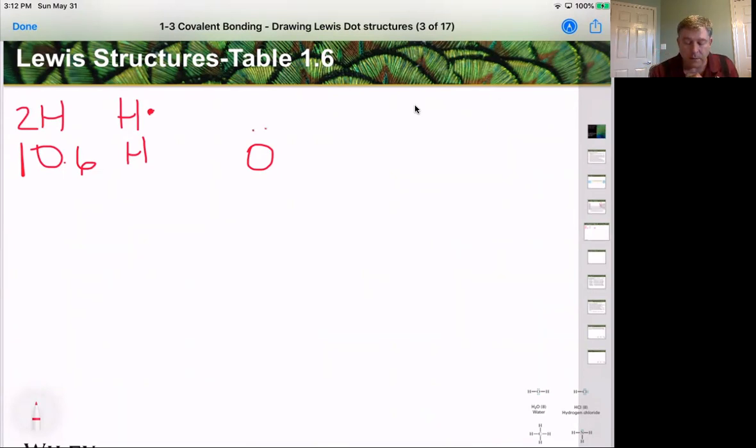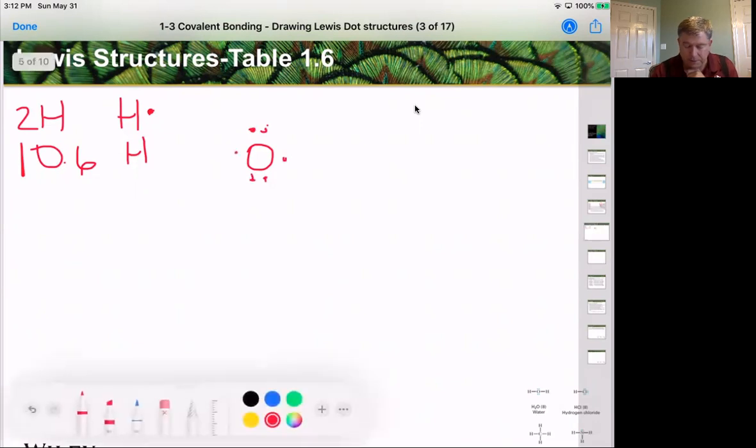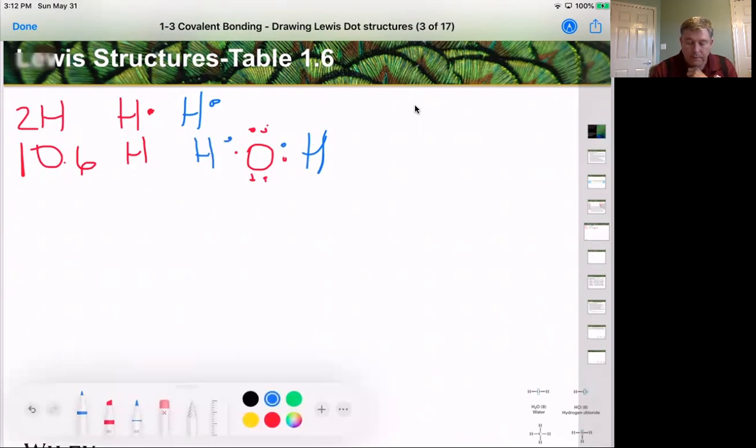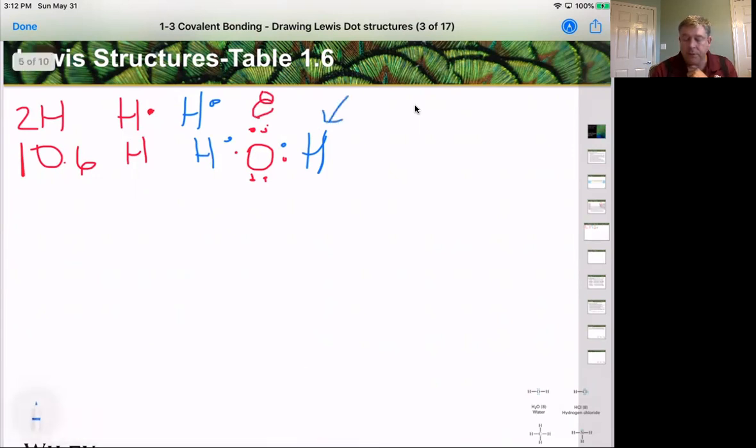We're going to start with our 6 electrons for our oxygen here. Now I'm going to change colors. I'm going to turn the hydrogens into blue so we can follow those electrons. If we have an electron donated by this hydrogen and an electron donated by this hydrogen, we now have a total of 8 electrons around oxygen, and hydrogen only needs 2 electrons around it.